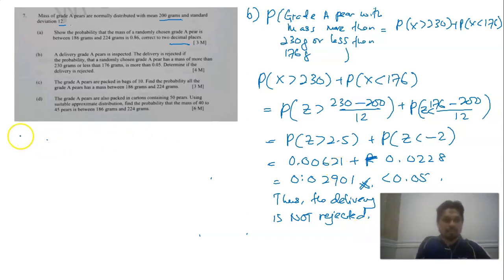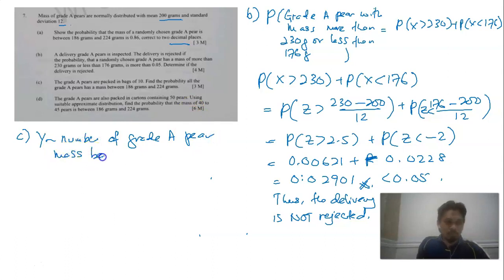Okay, for question C, let's say the grade A pears are packed in bags of 10. Find the probability that all the grade A pears have a mass between 186 and 224. So let's say Y is the number of grade A pears that have a mass between 186 grams and 224 grams.